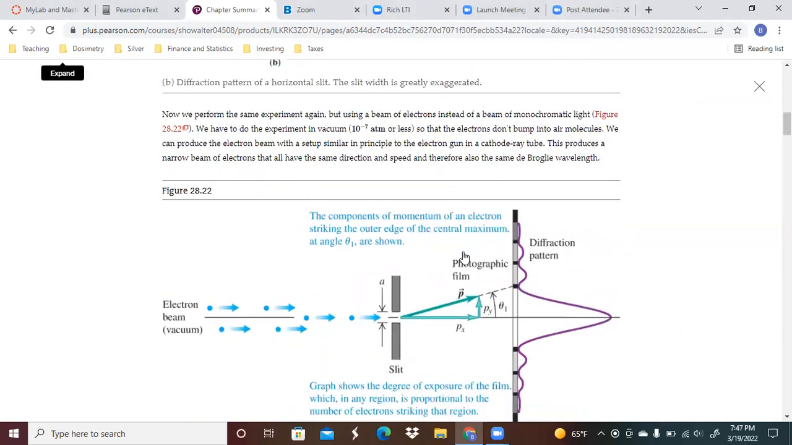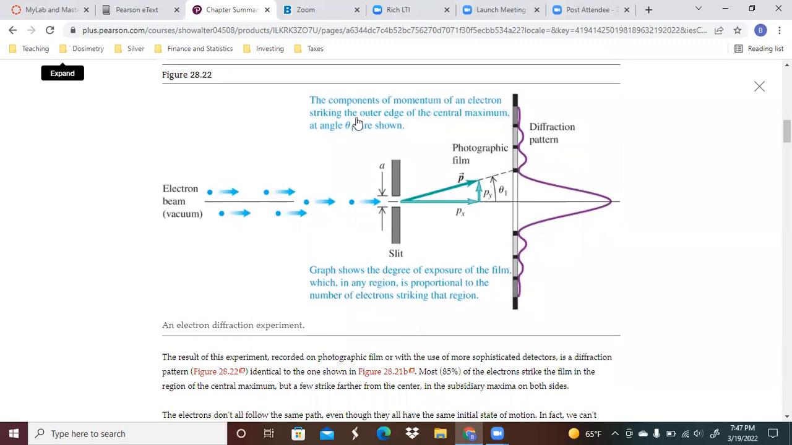Now we perform the same experiment again, but use a beam of electrons instead of monochromatic light. We have to do the experiment in a vacuum so the electrons don't bump into the air molecules. We can produce the electron beam with a setup similar in principle to the electron gun in the cathode ray tube. It produces a narrow beam of electrons that all have the same direction and speed, and therefore also the same de Broglie wavelength. So you have all these electrons in a vacuum coming towards a slit. The components of momentum of an electron striking the outer edge of the central maximum at angle θ1 are shown here. You have your photographic film.